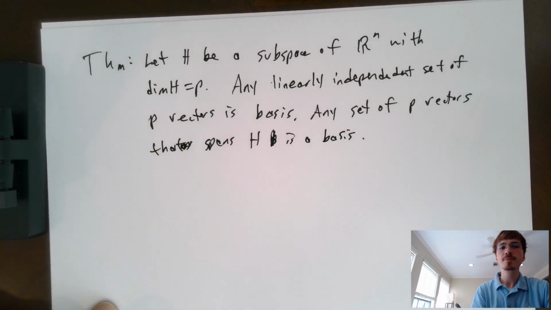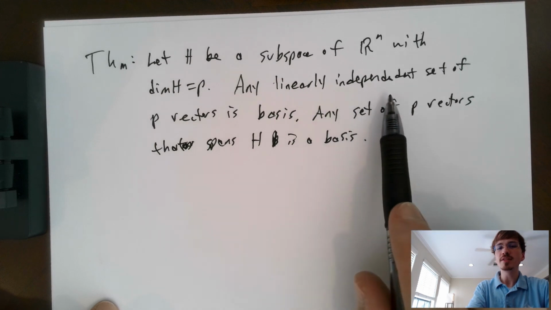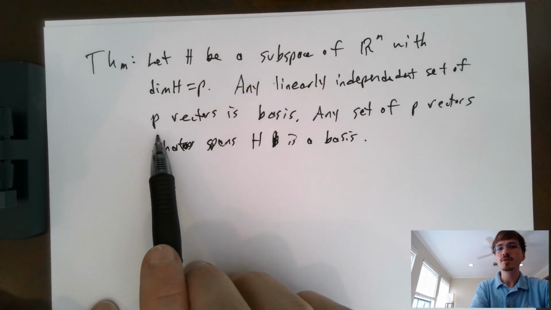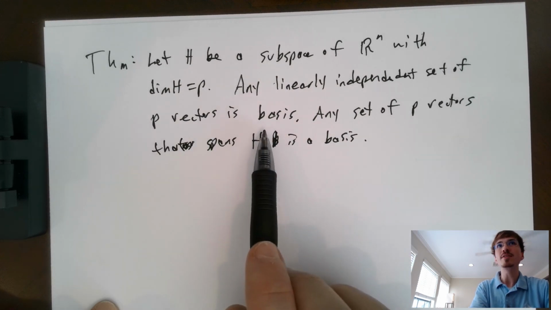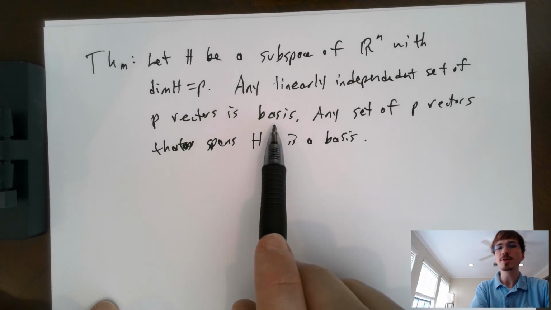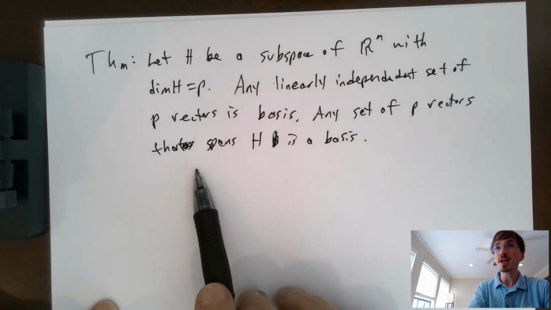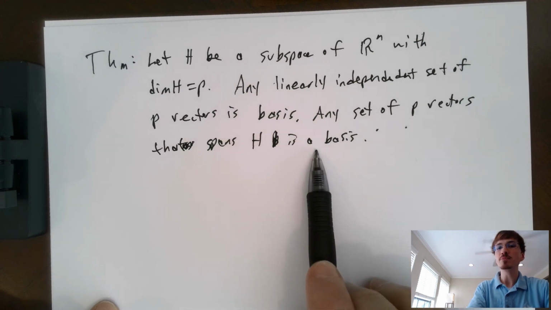So if the dimension is given by p, and you have a linearly independent set of p vectors, then they must necessarily span the subspace. And if you have a set of p vectors that spans, that set of p vectors must necessarily also be linearly independent, and therefore a basis.